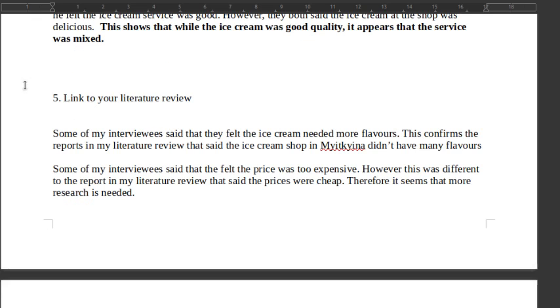So, for example, did the things that your interviewees say, did they say the same thing as your literature review, or did they say different things to your literature review? So you can report that. Don't worry if they say exactly the same as the literature review. Then say that. Write it down and say, this confirms my literature review. It confirms the things that I said. This is the same as my literature review. This is similar to the reports in my literature review.